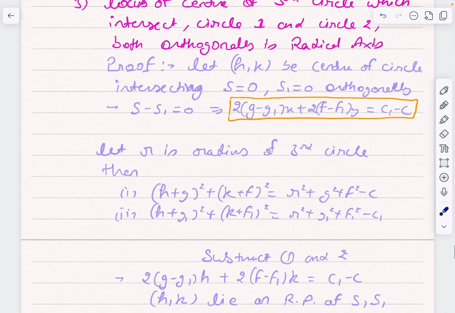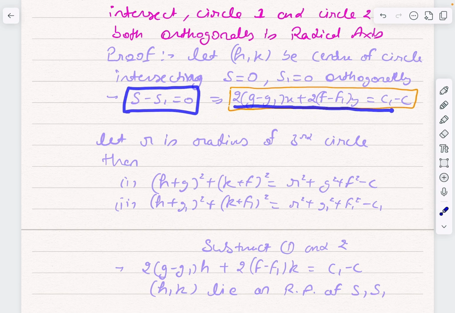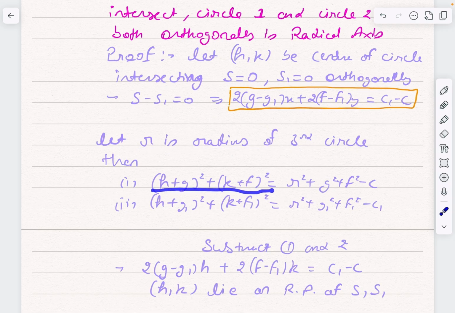Let h comma k be the center of the circle intersecting S equal to 0 and S1 equal to 0 orthogonally. Now, the radical axis will be S minus S1 equal to 0, so 2(g minus g1)x plus 2(f minus f1)y equal to c1 minus c. Let r be the radius of the third circle. Then (h plus g) square plus (k plus f) square will be r square plus g square plus f square minus c, using that C1C2 square equals r1 square plus r2 square here.